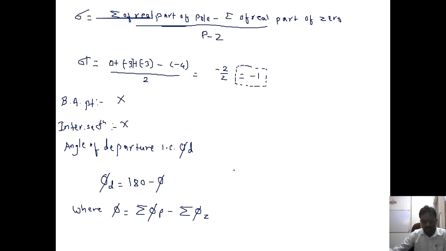The angle of arrival is not required here. Whenever you have a complex 0, your zeros are in the s-plane, so you need to calculate the angle of arrival, which is given as phi a equals 180 plus phi. Only the sign differs between phi d and phi a, but this is not necessary here. So let us calculate phi d for the given numerical.